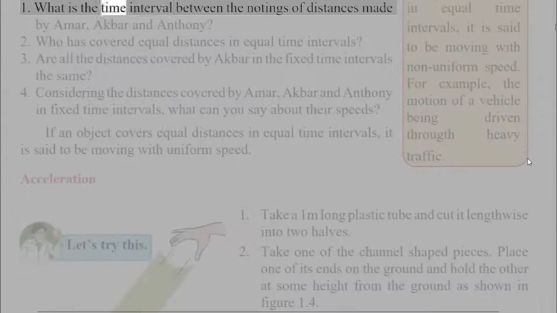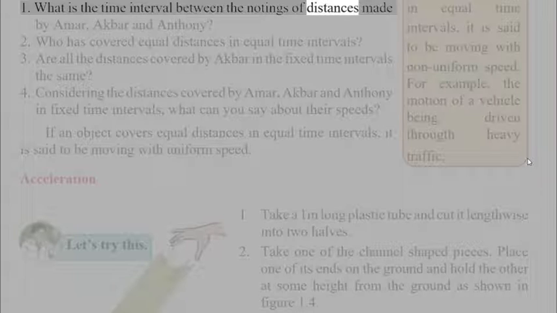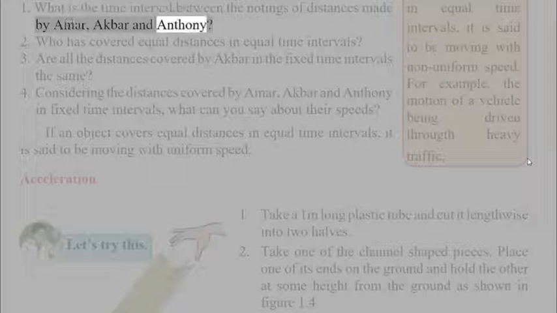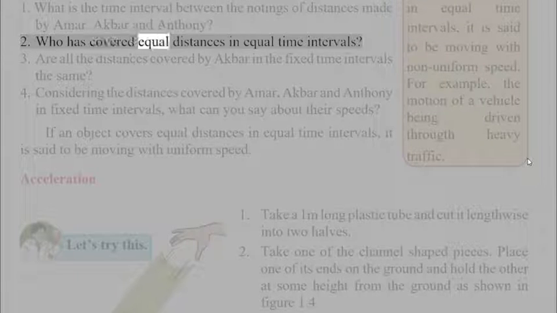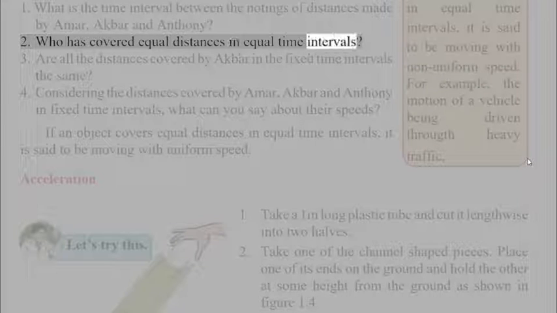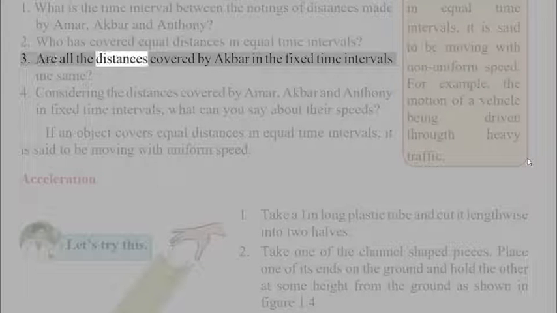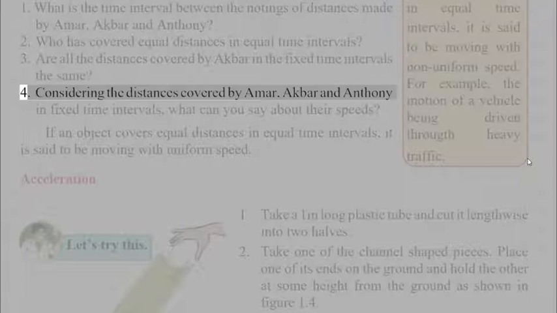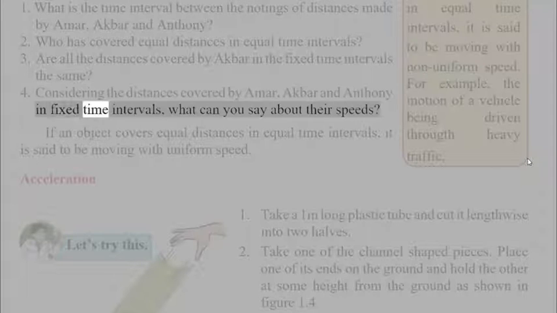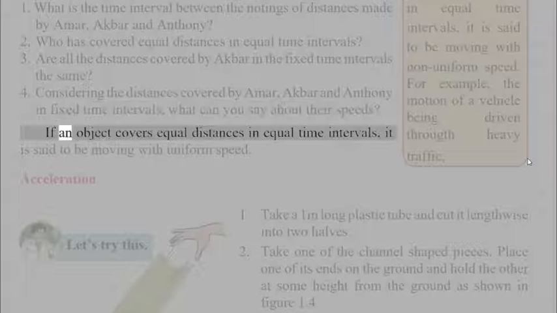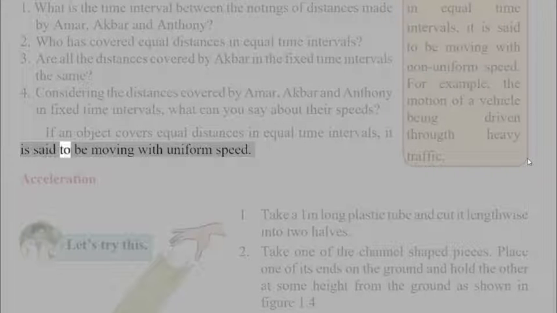1. What is the time interval between the notings of distances made by Amar, Akbar, and Anthony? 2. Who has covered equal distances in equal time intervals? 3. Are all the distances covered by Akbar in the fixed time intervals the same? 4. Considering the distances covered by Amar, Akbar, and Anthony in fixed time intervals, what can you say about their speeds? If an object covers equal distances in equal time intervals, it is said to be moving with uniform speed.